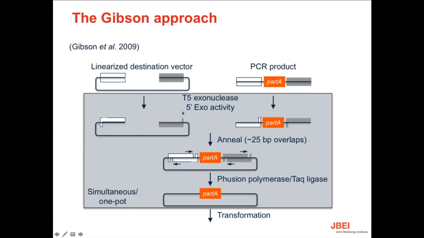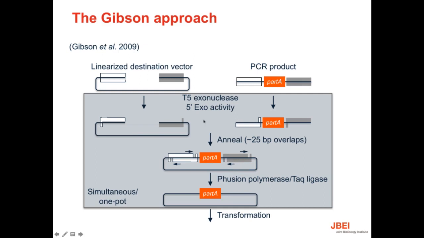Gibson works slightly differently than SLIC. Instead of a 3' exo, you have a 5' exo activity. After a while of the exo activity, you reveal these single-stranded overlap sequences. And the one distinction between the Gibson approach and SLIC is that in addition to the 5' exo, you also have, say, a fusion polymerase. So after you have this annealing event, the polymerase can basically start to seal all of those gaps.